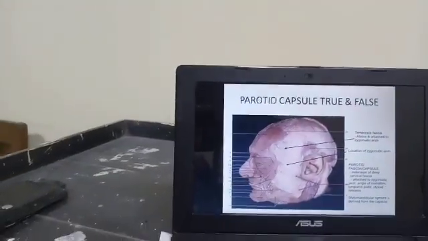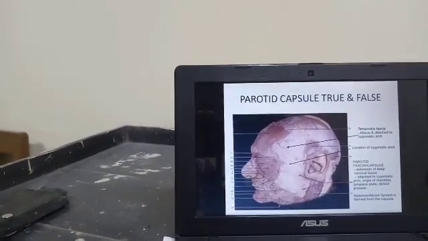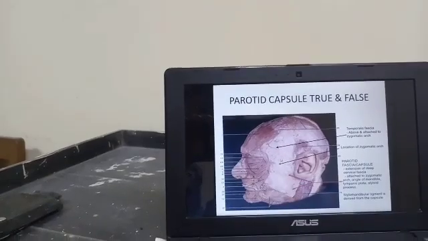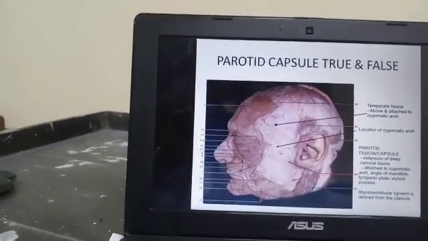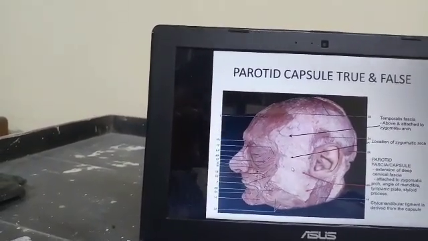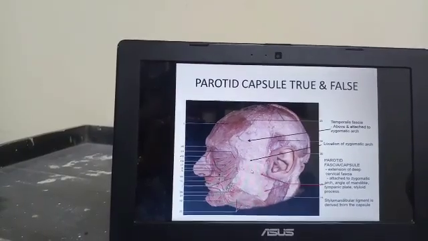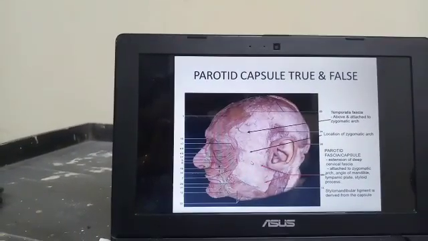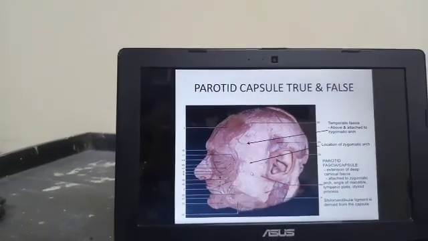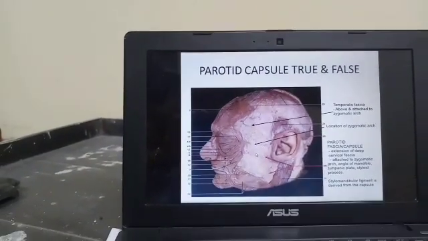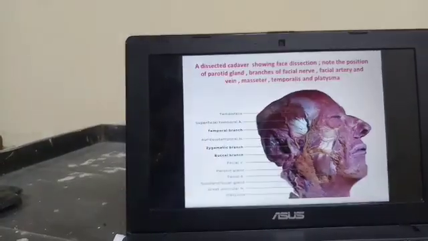That tough false capsule is due to the splitting of the investing layer of the deep cervical fascia, and this is the outside capsule, or the false capsule. It splits into a superficial lamella and a deep lamella. The superficial lamella forms the parotidomasseteric fascia and blends with the zygomatic arch, and the deep lamella is thinner and gives rise to the stylomandibular ligament.